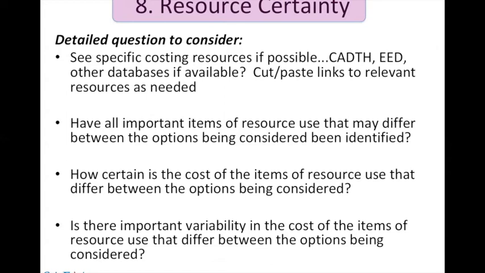Have all the important outcomes of resource use that may differ between options been considered? How certain is the cost of the items for resources that are being compared? And is there important variability of the cost of items and resource that differ between the options being considered? So these are all things to analyze if this information is available in the first place.